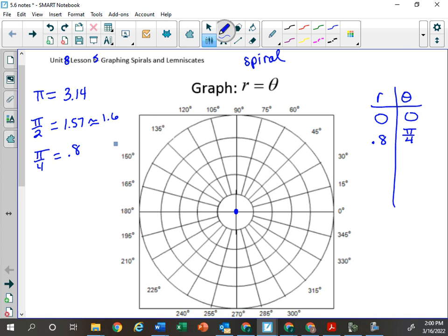Technically it's pi over 4, but I don't know how to plot pi over 4. I can plot the decimal. So I go out 0.8 and then around to pi over 4. So approximately in there would be your second point. Does that make sense? See it? Let's try another one. Let's plug in pi over 2. Okay, 1.6. So I have to count out 1.6 up to pi over 2. It's a little more than halfway between 1 and 2. You see it? Okay.